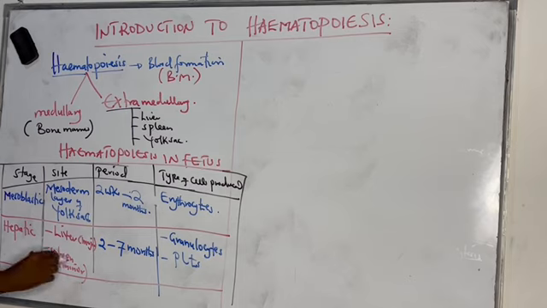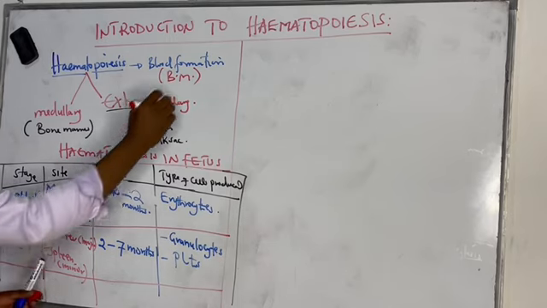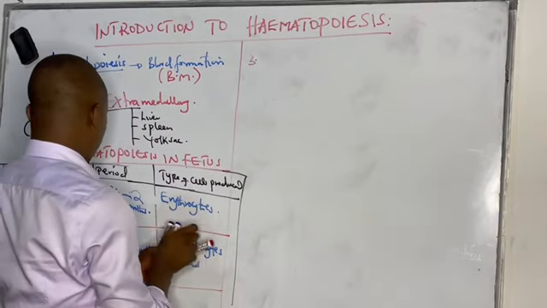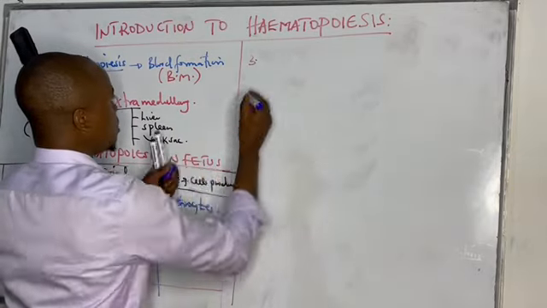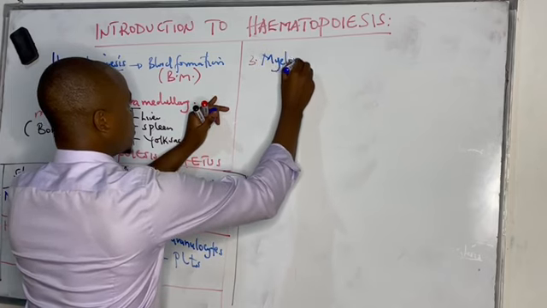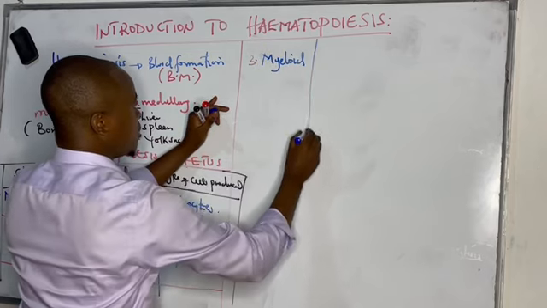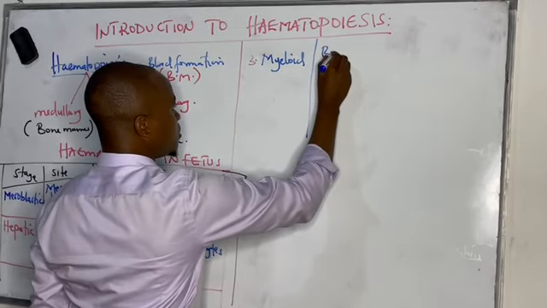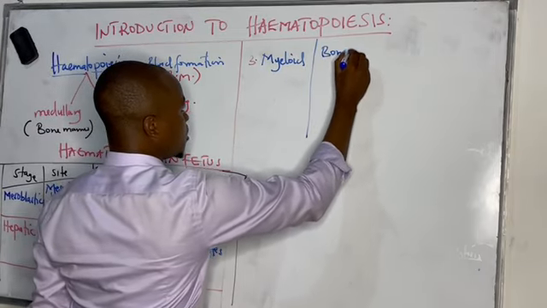Then the last stage, let me put it up here. The third stage is myeloid stage. And this myeloid stage, the site is the bone marrow.